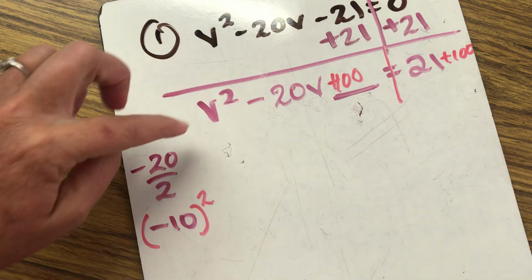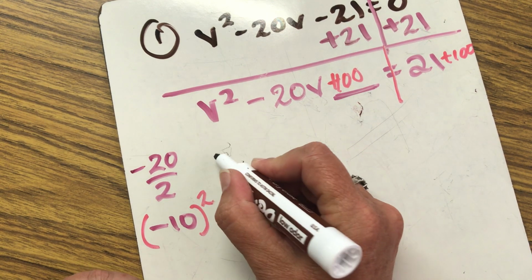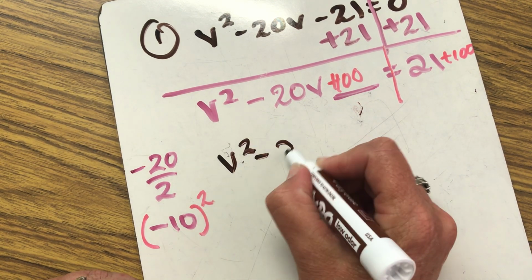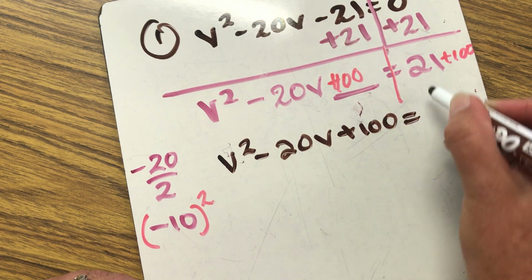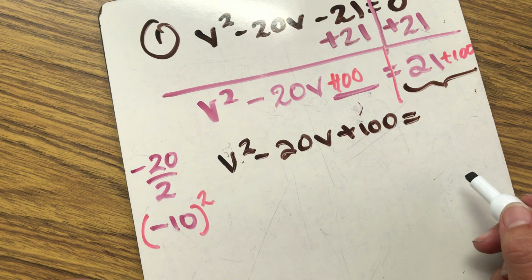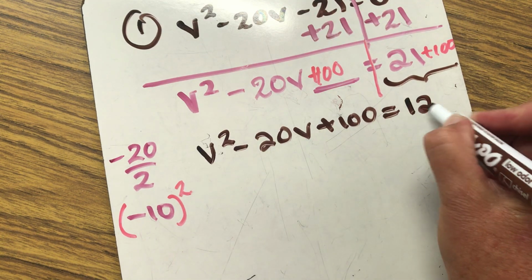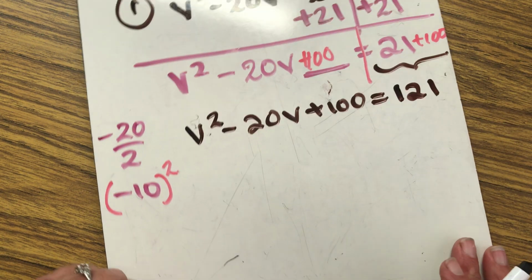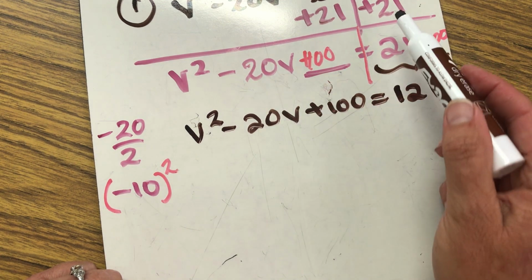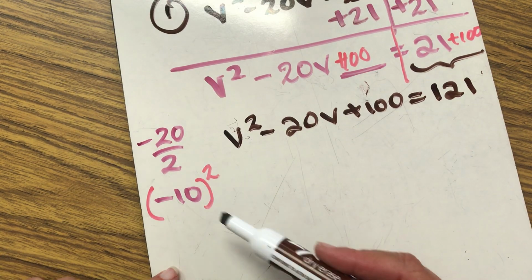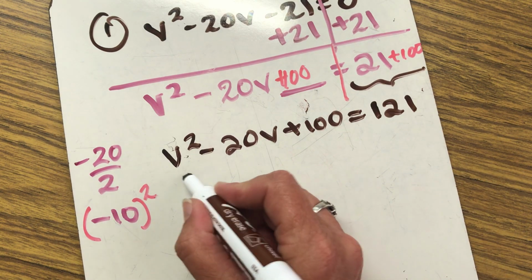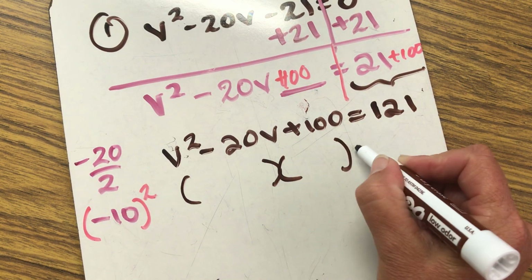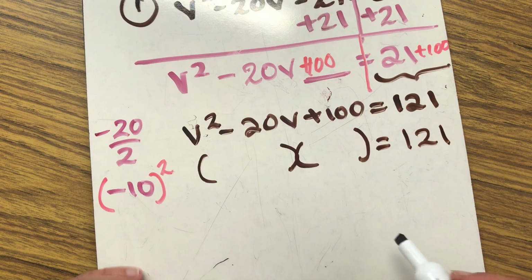This side, we have v squared minus 20v plus 100. What's on this side? What is 100 plus 21? 121. Okay, so here we go. Move C to the right, middle number, divide, square it. Add that number to both sides. Factor. You need to factor this side.